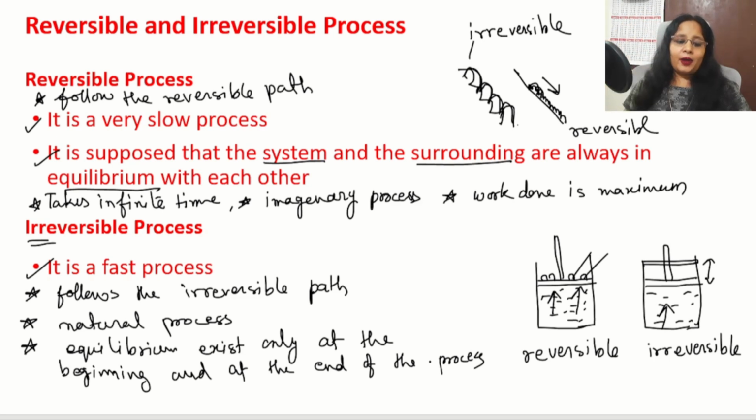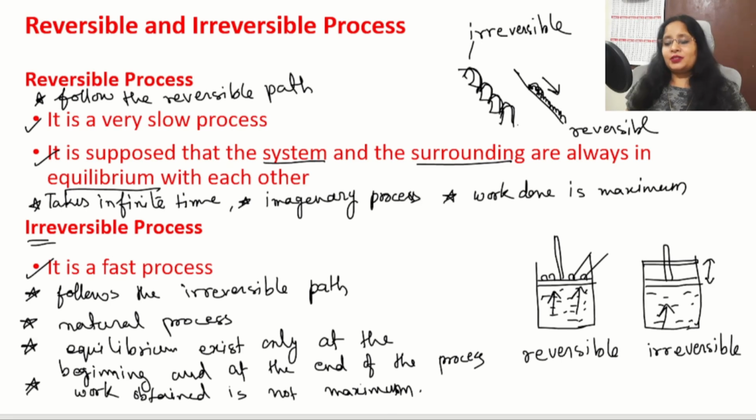Okay. Now one more point, that work done is not maximum. Work obtained is not maximum, because it is a very fast process. See, now this is the reversible and irreversible process.